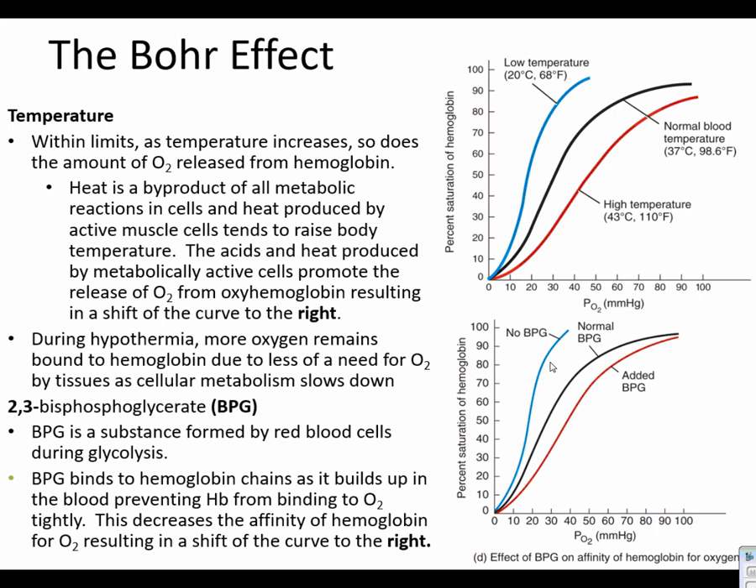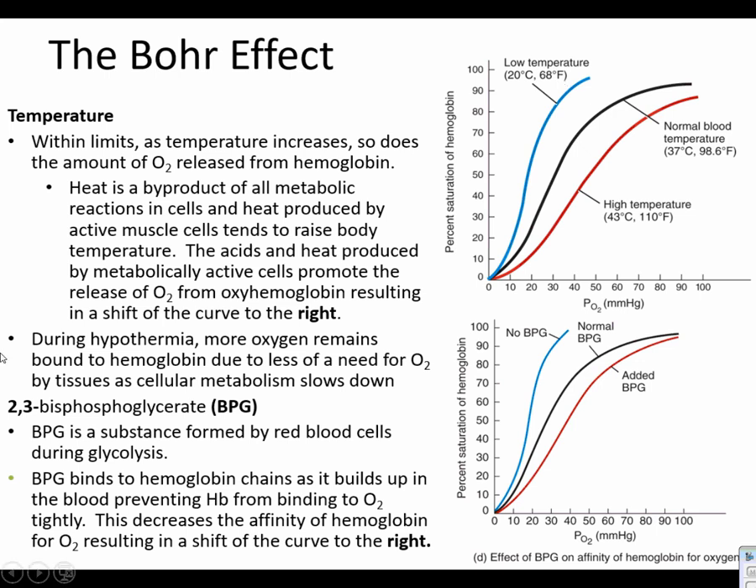During hypothermia, where body temperature is low, the shift occurs to the left. You can see that's very drastic here. We don't need as much oxygen because metabolism slows down. So if you ever wanted to lower your metabolism, you can just decrease your body temperature. Obviously, you want to be careful. You don't want hypothermia from setting in.